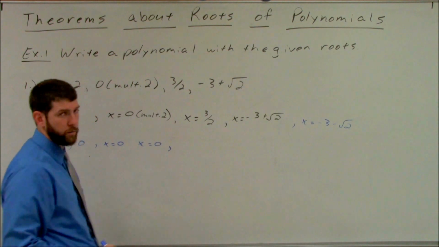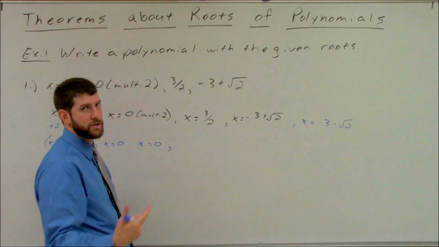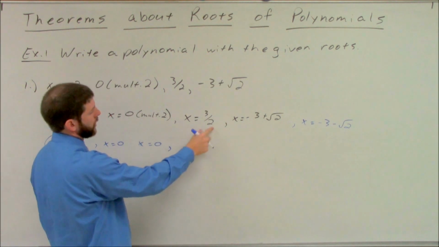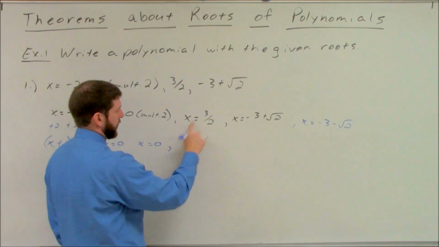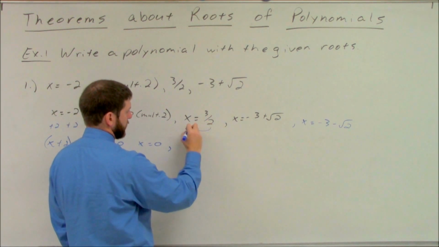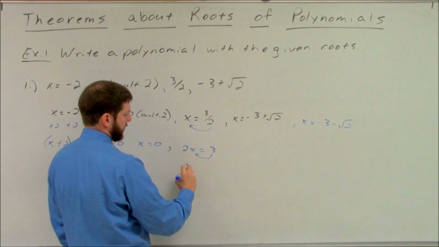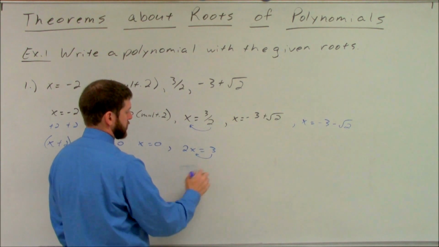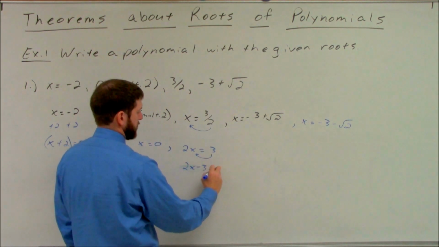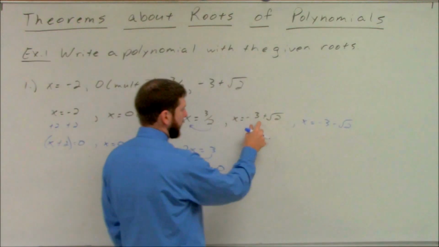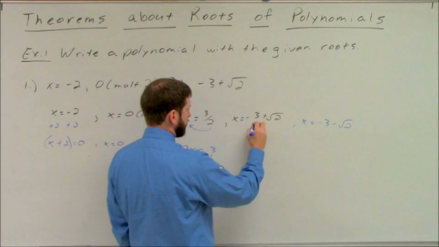On this one, how did we solve, or how are we going to unsolve that one? Well, it's just reverse order of operations, correct? So I'm going to move the 2 back over first. So I'm going to multiply the 2 over. So that's 2x equals 3. I'm going to move the 3 back over. So that ends up being 2x minus 3 equals 0. So there's another factor.